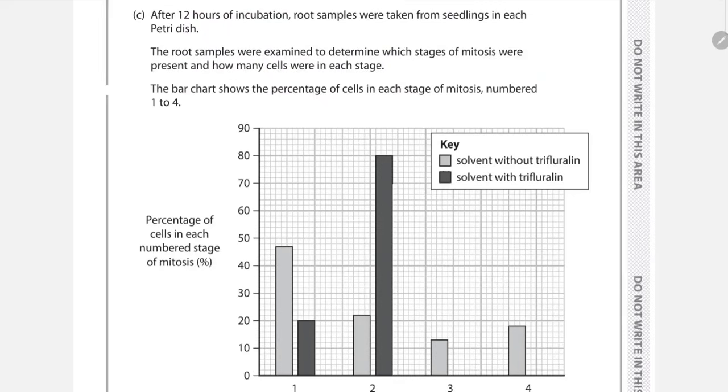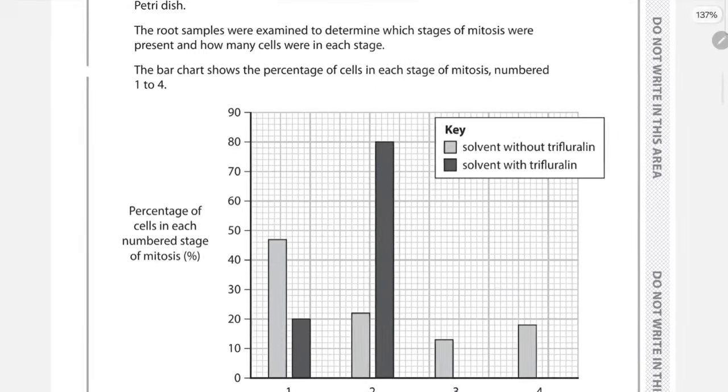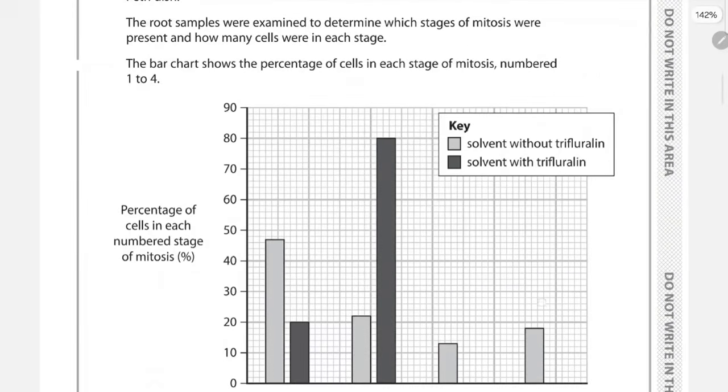So now, after 12 hours of incubation, root samples were taken from seedlings in each Petri dish. We have taken root samples. The root samples were examined to determine which stage of mitosis were present and how many cells were in each stage. The bar chart shows the percentage of cells in each stage of mitosis numbered.